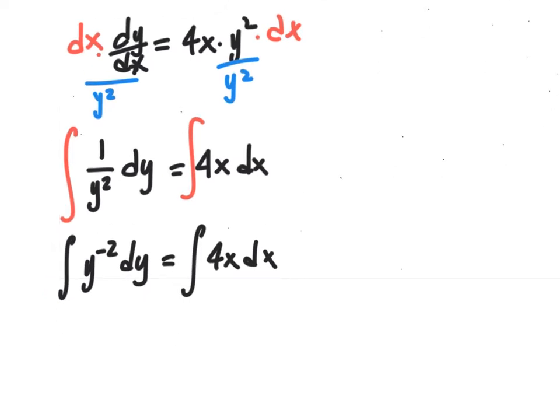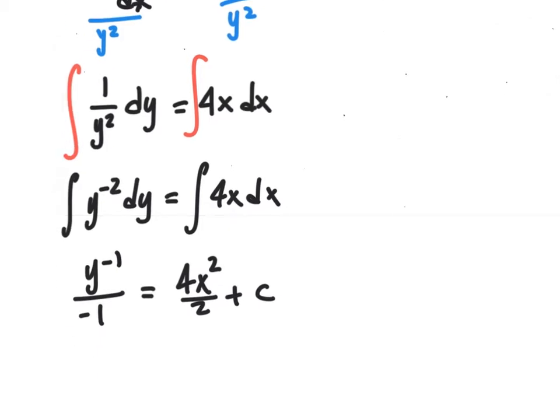So we can take our antiderivative, and that's going to give me y to the negative 1 divided by negative 1. And then the antiderivative over here is going to give me 4x squared over 2 plus c. Okay, remember, we only need the plus c on the right side, we don't need it on the left side. We'll talk more about in class why we do that. But let's go ahead and simplify, and rewrite this left side as negative 1 over y is equal to 2x squared plus c, okay?